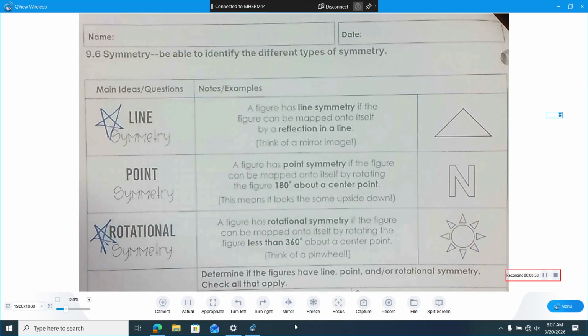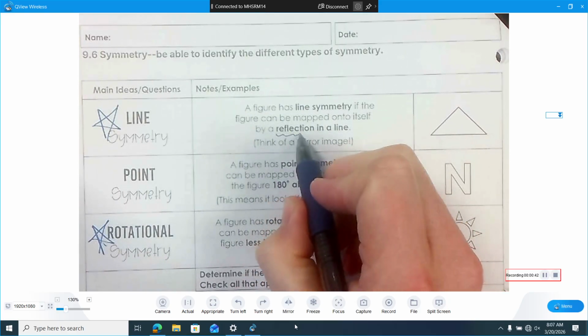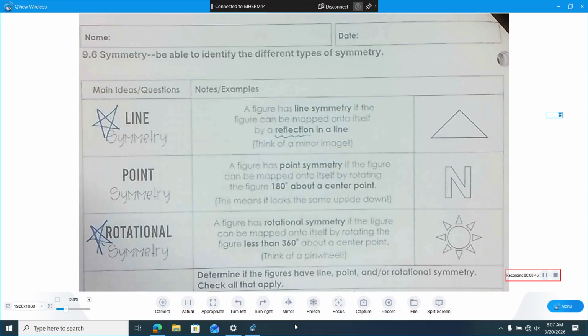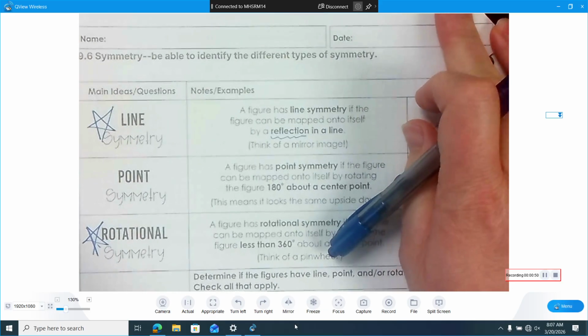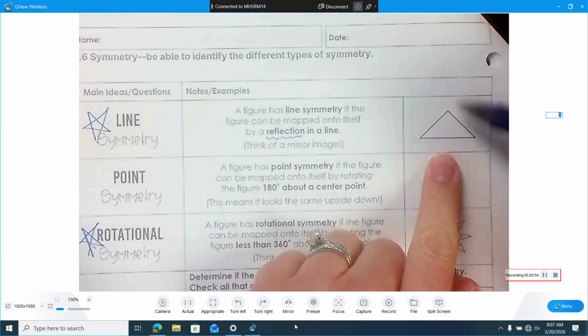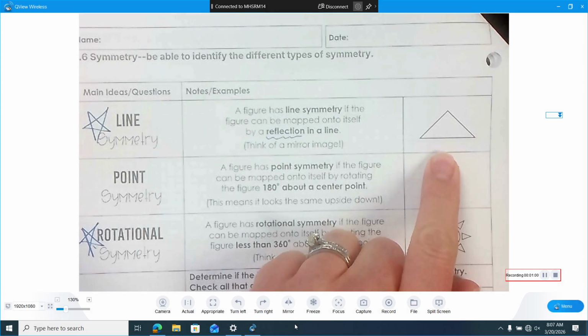So, line symmetry. A figure has line symmetry if the figure can be mapped onto itself by a reflection. Think about a mirror image. So, when you're asked, does this have line symmetry, or how many lines of symmetry are there, you get to ask yourself, if I were to put a mirror somewhere on this figure, would the one side be a mirror image of the other?